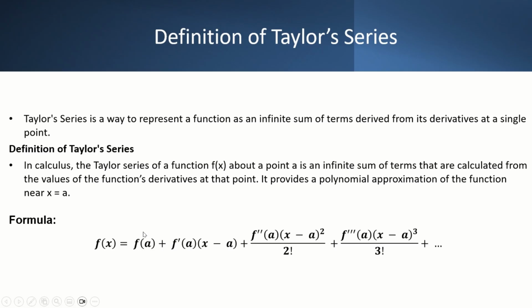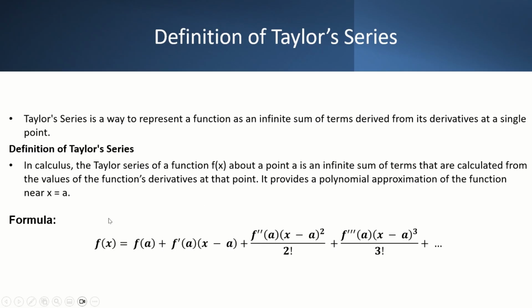See the similarity. First one is f of a. Then you have the first derivative into (x minus a) by 1 factorial. Second one is the second derivative, (x minus a) whole square by 2 factorial. Third derivative, (x minus a) whole cube by 3 factorial. This is the infinite series. It will go on like this.